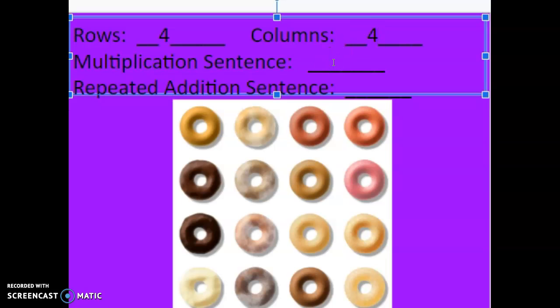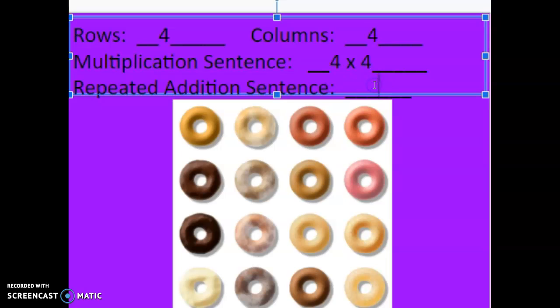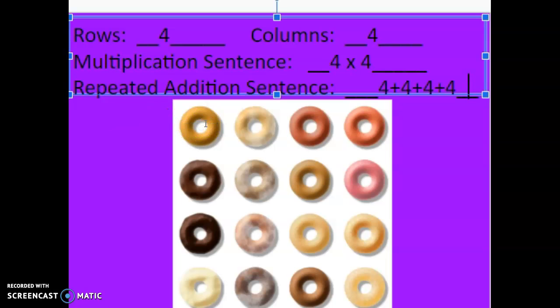How could I write a multiplication sentence for that? Yes, you're exactly right. It's going to be 4 times 4. And then in this case, we have the same number each time. So I'm going to do 4 plus 4 plus 4 plus 4 to get my repeated addition sentence. Makes it easier when the numbers are the same. Then I don't have to think about it as much, do I? So it's going to be 4 plus 4 plus 4 plus 4 to get the answer to this problem.